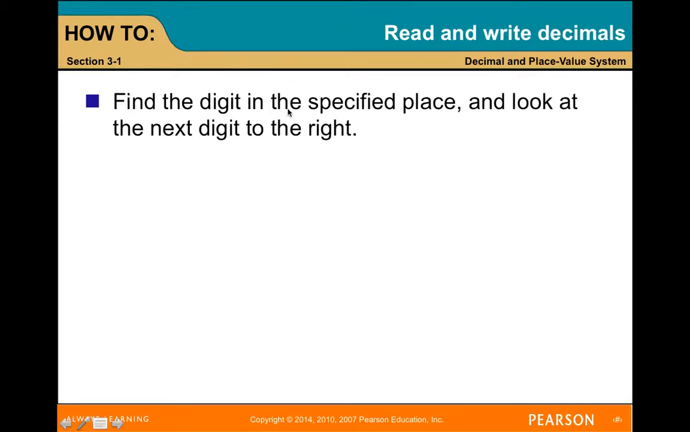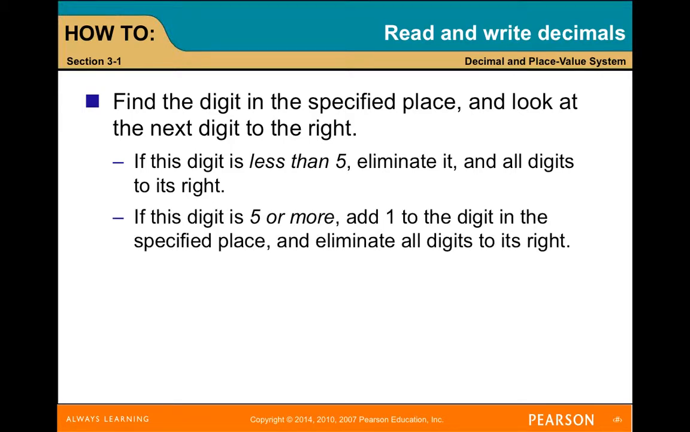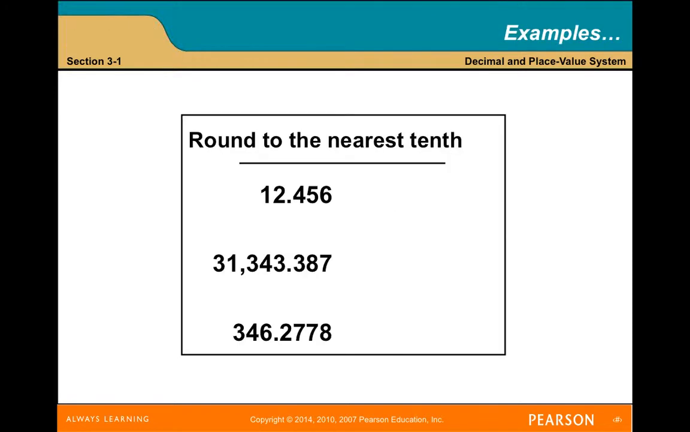Find the digit in the specified place and look at the next digit to the right. If this digit is less than 5, eliminate it and all digits to its right. If this digit is 5 or more, add 1 to the digit in the specified place and eliminate all digits to its right. So here we're going to round to the nearest 10th, and as you recall, this is the 10th place, the one right next to the decimal.